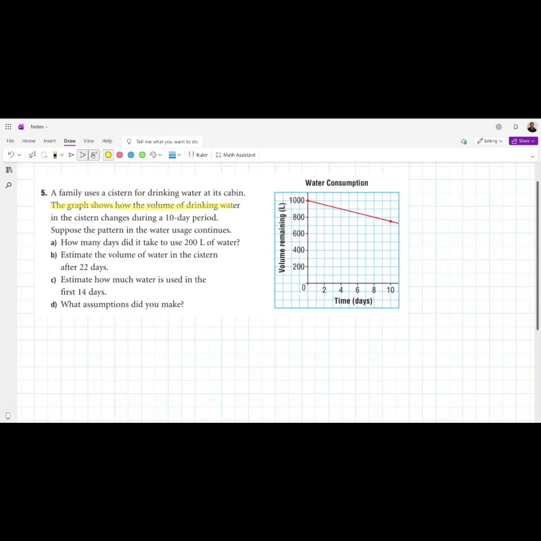This graph shows the volume of water in a cistern after 10 days. How many days does it take to use 200 liters of water? If I use 200, that means there's 800 liters remaining. This happens at day 8, based on my graph. I'm interpolating because I'm looking at a value in between my 0 and 10 days.